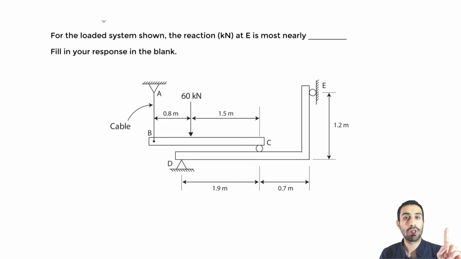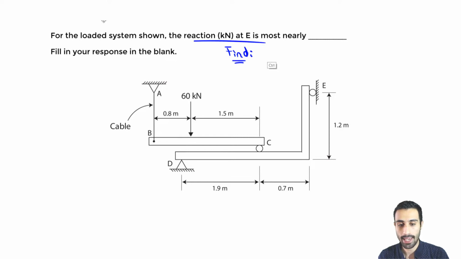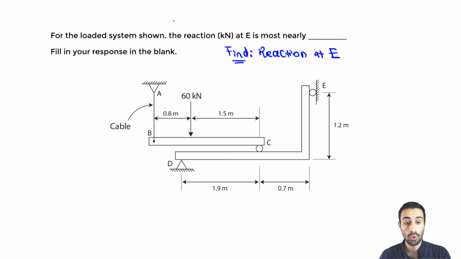So first of all, first question, what do you want to find? What we want to find is the reaction at E. And we know E in this case is where? If you look at this system, it's like an interconnected system where you have point A, you have a cable, point B, you have an external point load of 60 kilonewtons, you have point C, point D, and point E. So E is what we want to focus on. We want to find that reaction.